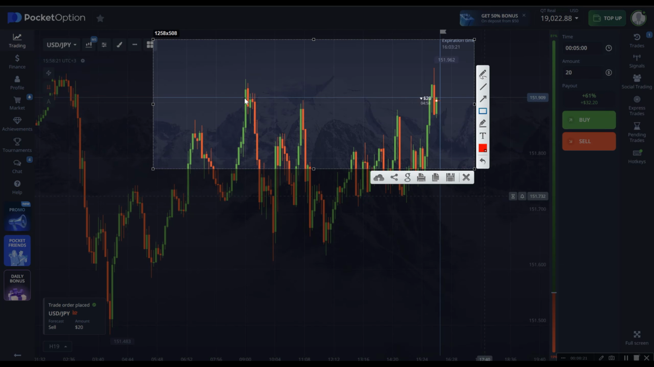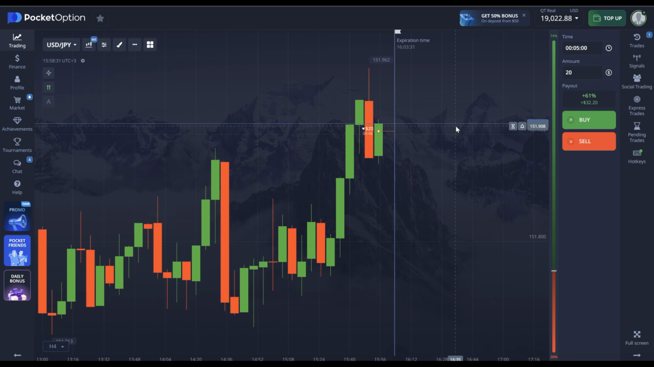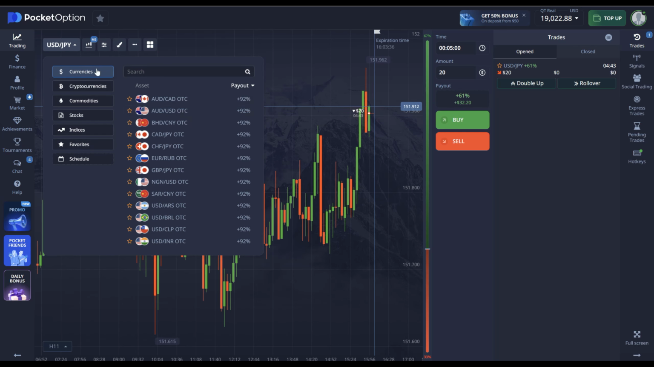We can see the zone clearly. It's clear that the price is pulling back from this zone. And I've opened a trade for a decrease. The trade is open for 5 minutes. Let's open it up like this so everything is visible.